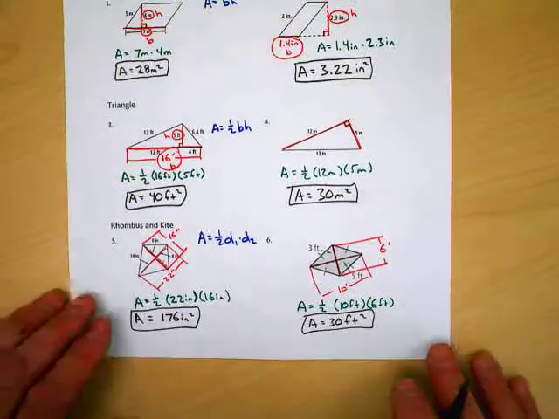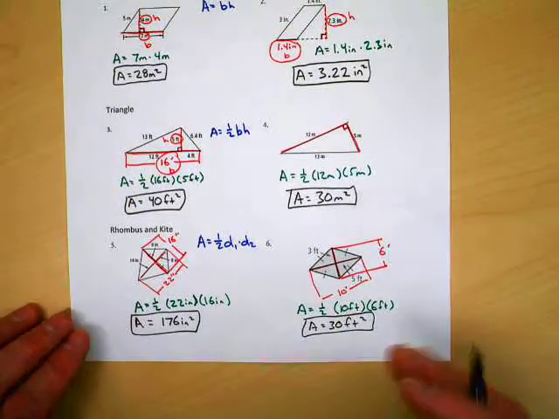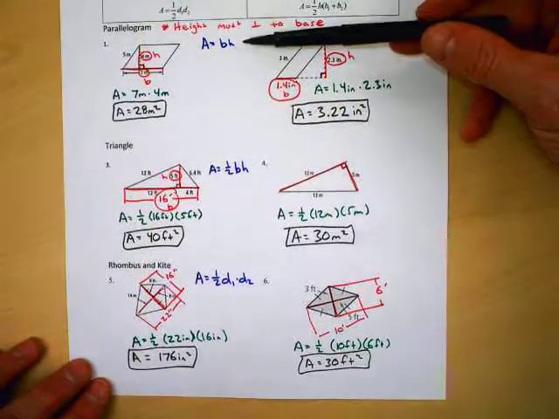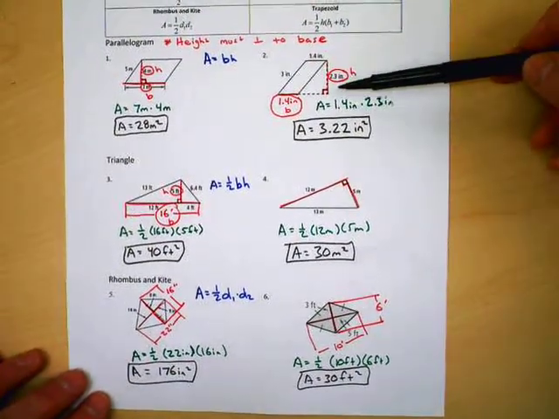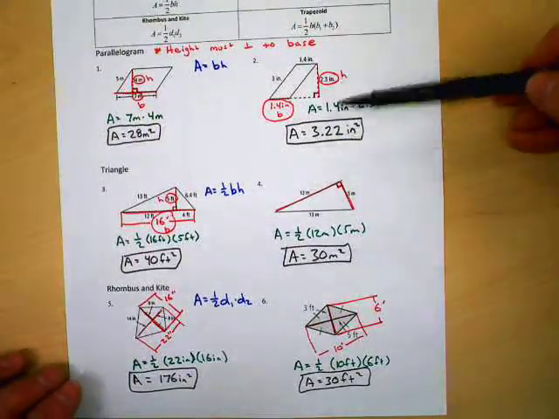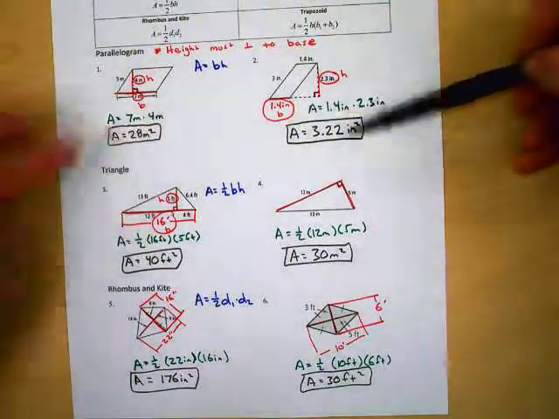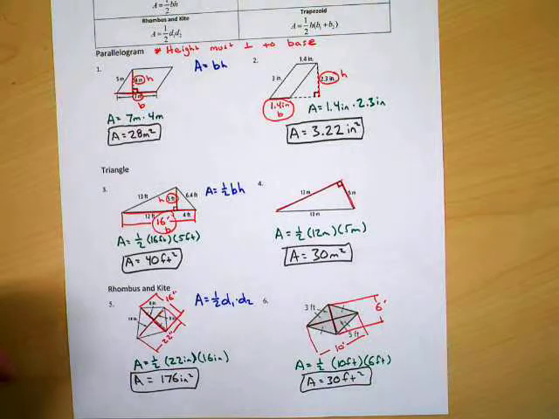And that's how I do those. Like I said again, find the formula that you want, find your measurements that you're going to use, usually tied to a right angle, and then plug those in. Make sure your height must be perpendicular to the base.